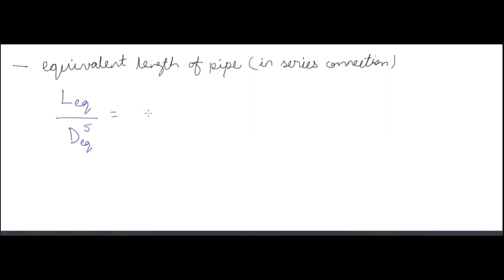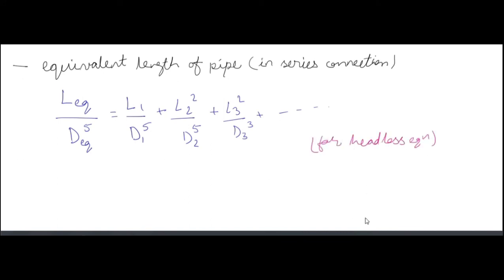Now equivalent length of pipe. It's for series connection. So equivalent length of pipe divided by diameter of that equivalent pipe to the power 5 is equal to L1 by D1 to the power 5 is equal to L2 by D2 to the power 5.